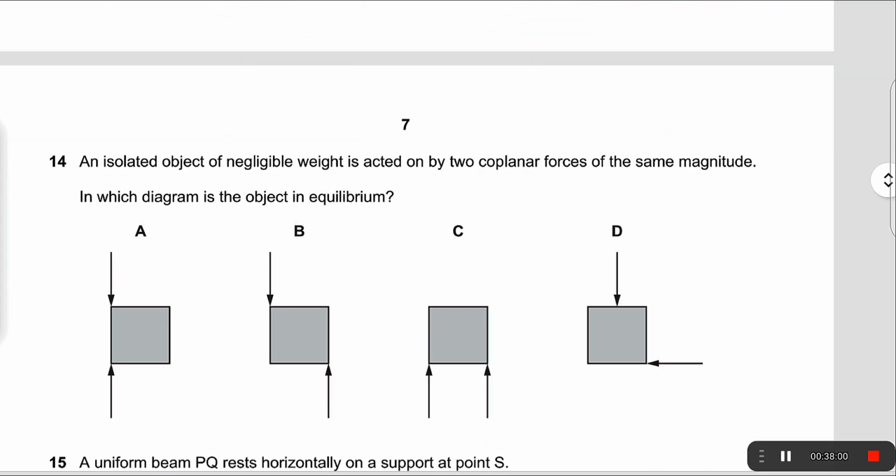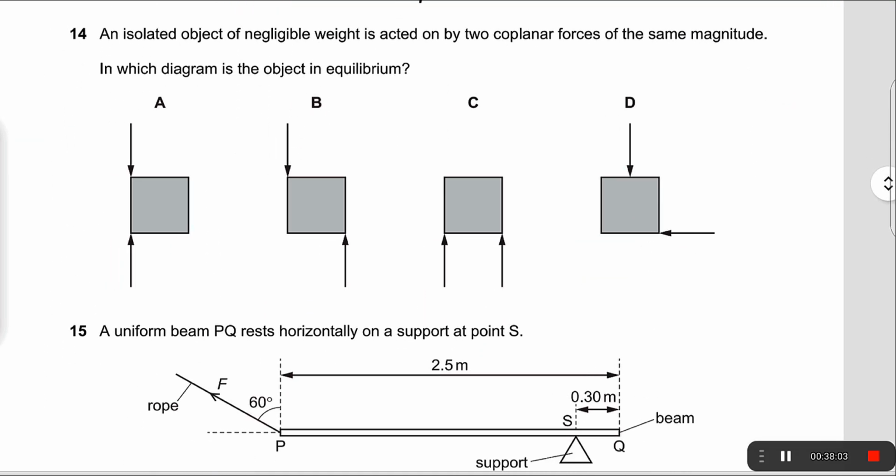Now we are going towards the 14th question. Very easy. An isolated object of negligible weight is acted on by two coplanar forces of the same magnitude. In which diagram is the object in equilibrium? I think there is a momentum. There will be, and this is the correct option. Yes. Why? Because both forces are opposite to each other and they are along the same line of action.